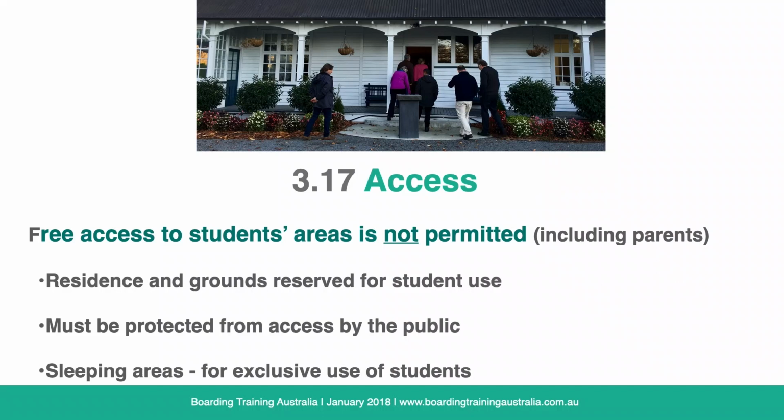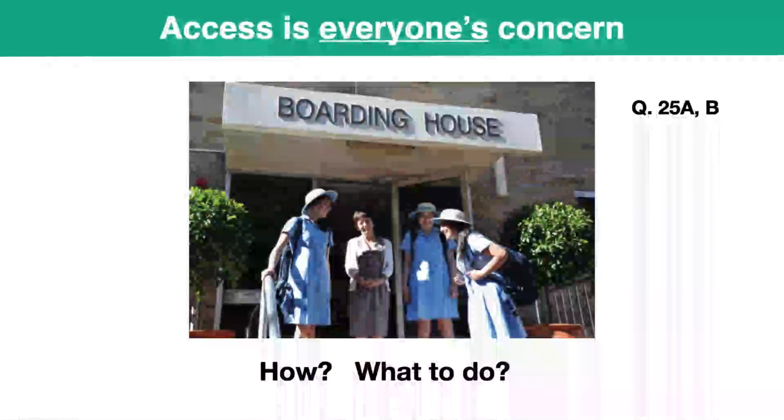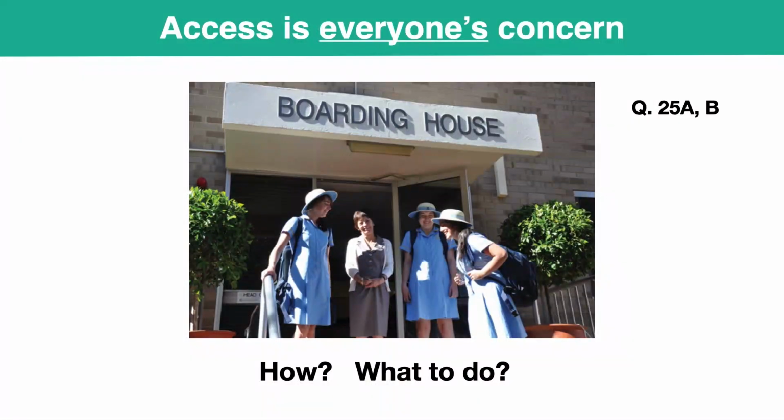The residence and grounds have to be reserved for student use and must be protected from access by just any general public. And their sleeping areas particularly must be for the exclusive use of students. We can't have parents coming in and sleeping in the accommodation, that sort of thing. And one way to ensure the best standard in this access area is that everyone knows that it is their concern. So access is everyone's concern.